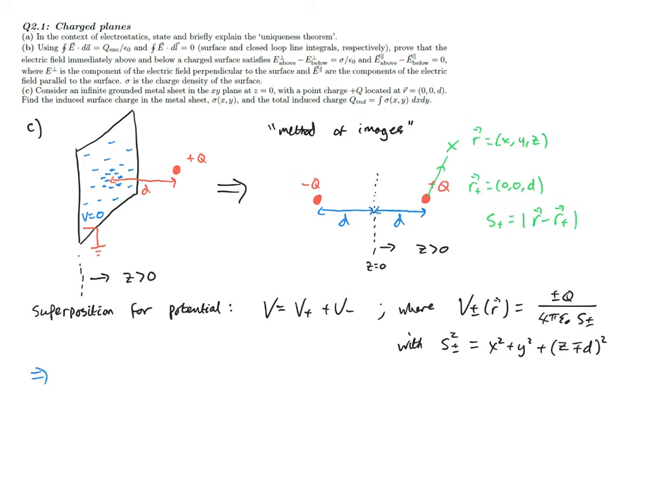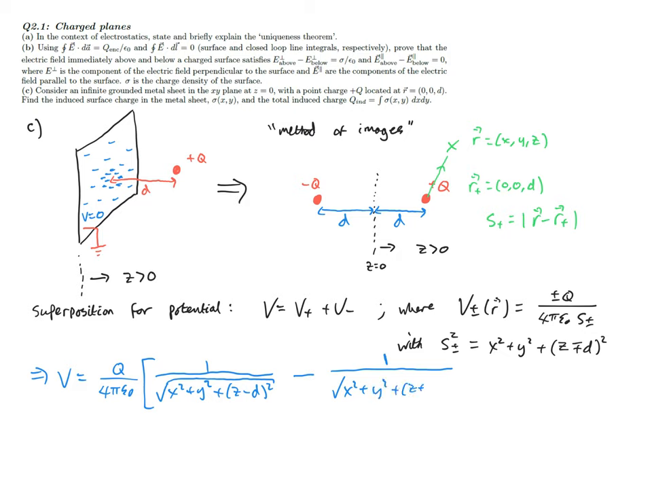Let's just write down, therefore, the full potential of the system. We have a common factor of Q over 4 pi epsilon naught. I guess this is a big Q here, I should write. Of 1 over the square root of x squared plus y squared plus z minus d squared. And then minus, and it's minus because we have a minus charge on the other side of the plane, 1 over the square root of x squared plus y squared plus z plus d squared. So that's the exact potential, and that's it done.